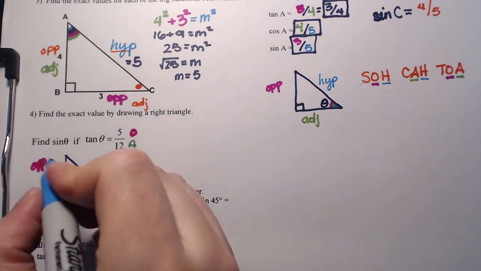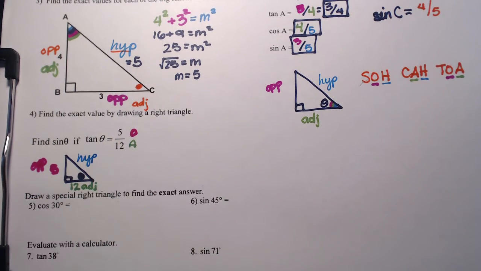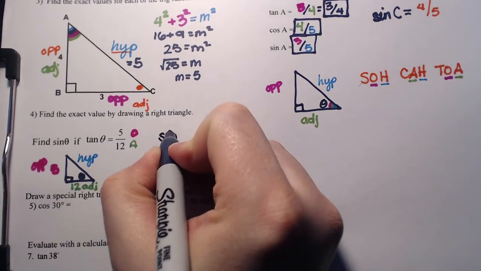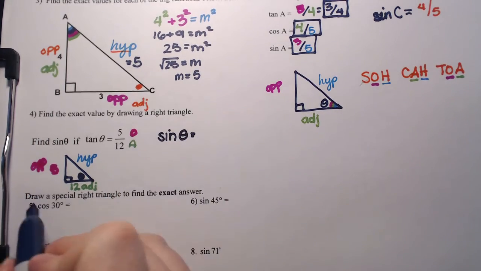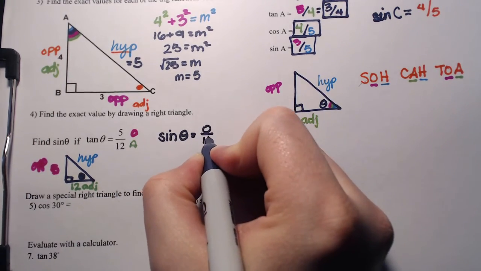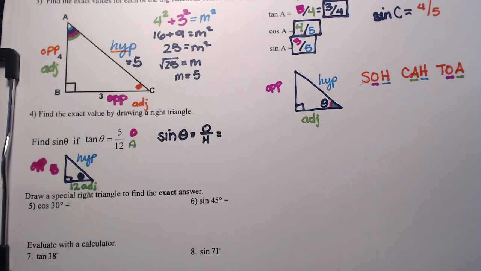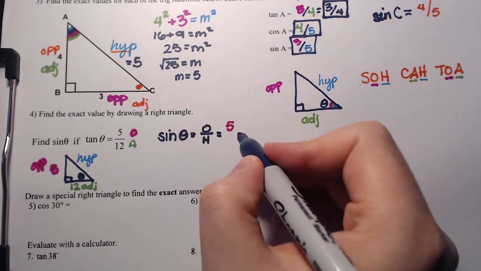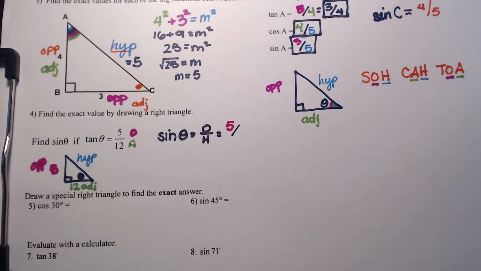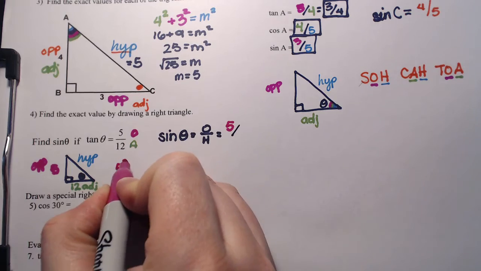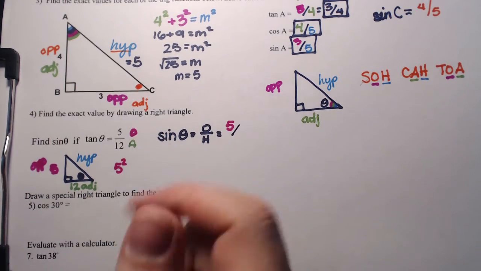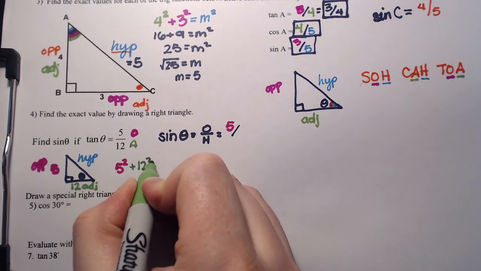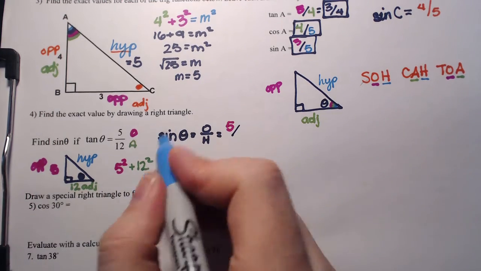And then I don't have the hypotenuse, and I need the hypotenuse to be able to get sine of it, because sine of that angle is going to be opposite over hypotenuse, and I don't have the hypotenuse. I do have the opposite side. So what we're going to do is Pythagorean theorem again. So I'm going to say 5 squared plus 12 squared equals the hypotenuse squared.